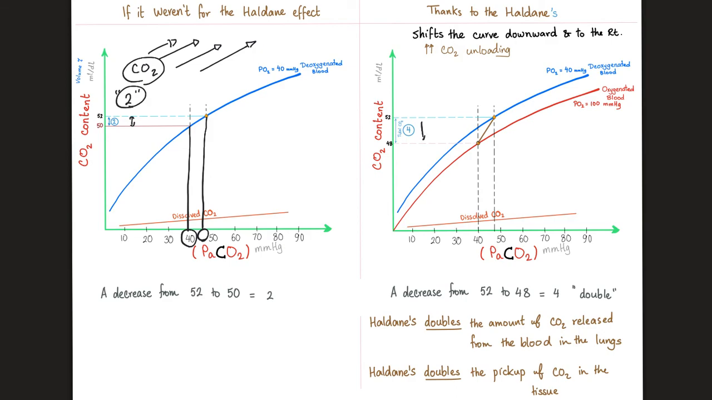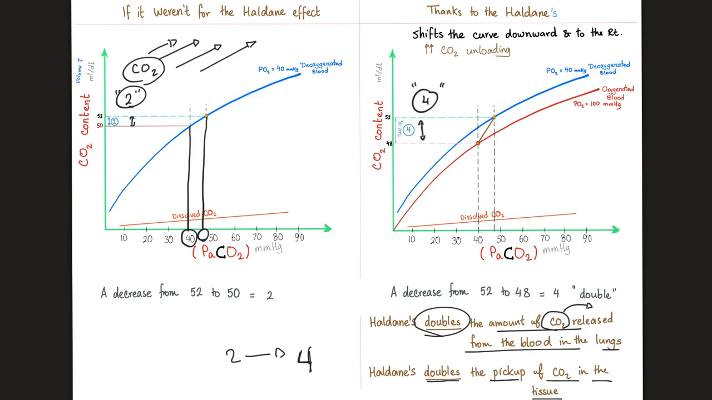But thanks to the Haldane effect, the delta became 4, not just 2. So, you might say, oh, from 2 to 4, that's not so profound. No, my man, this is double. From 2 to 4, you have doubled. You have doubled the amount of CO2 released from the blood in the lung. In other words, you have doubled the amount of CO2 being kicked out of the hemoglobin. Now, when the hemoglobin has kicked the CO2 out, this doubles the pickup of CO2 in the tissue, because the tissue is now more likely to give the CO2 to the hemoglobin because the hemoglobin is empty. But this is not actually double, it's almost double.